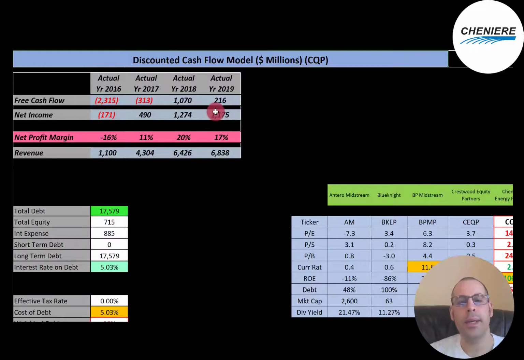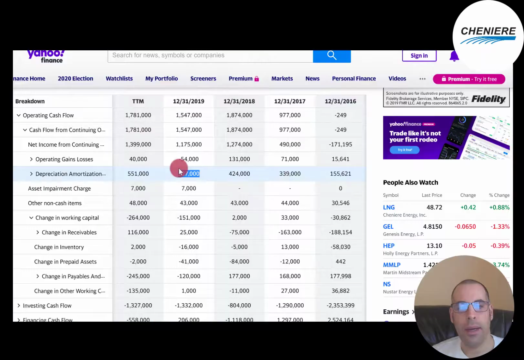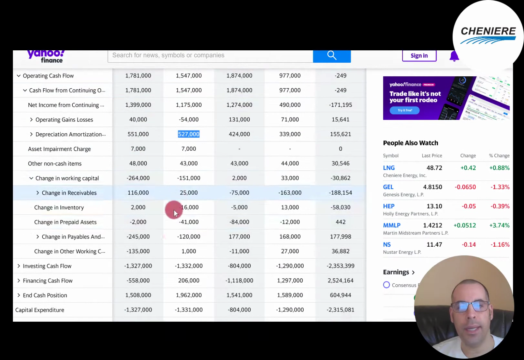In 2019, they had net income of 1.2 billion. And I would expect free cash flow to be at least as much or higher than net income, but it went down. It was 216 million. Let me show you why. A negative that stood out in 2019 that wasn't in other years was its negative $120 million in payables.